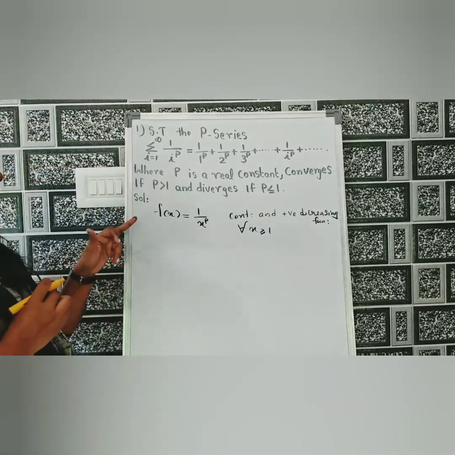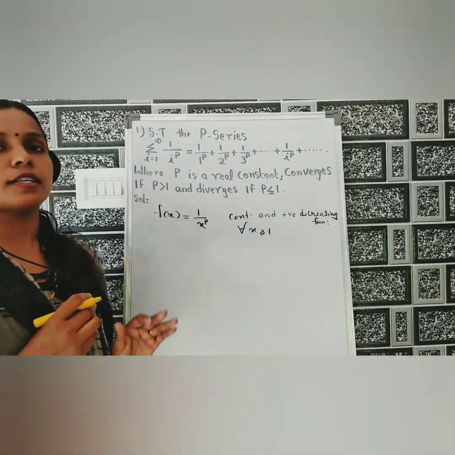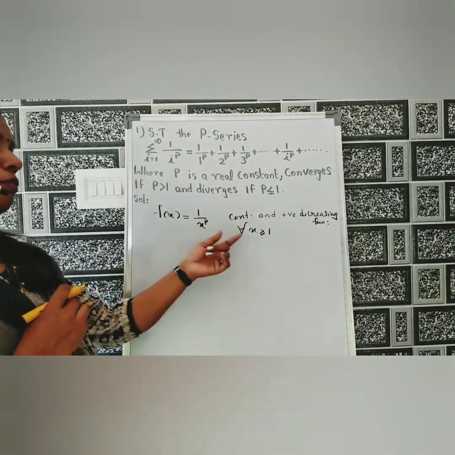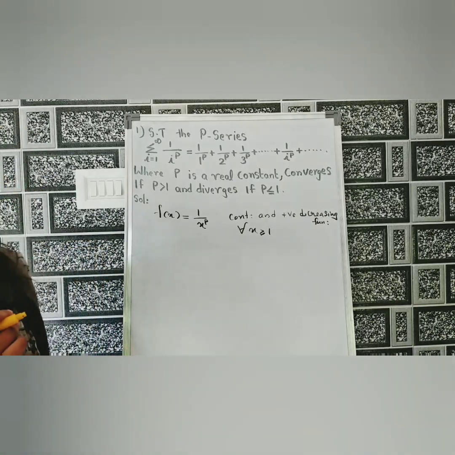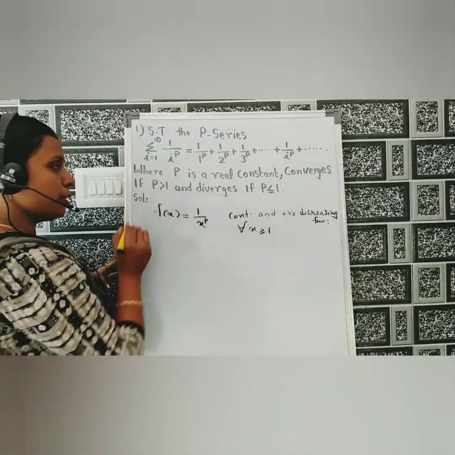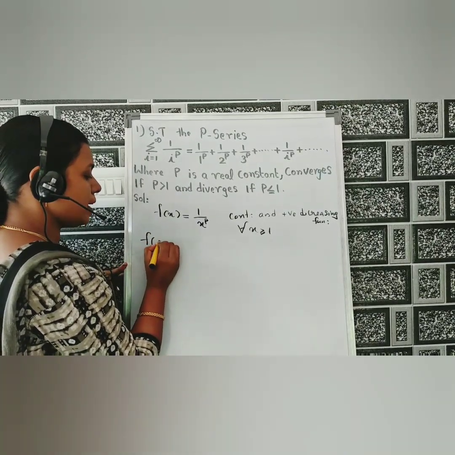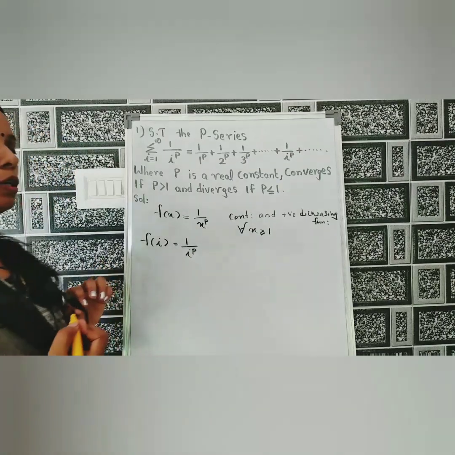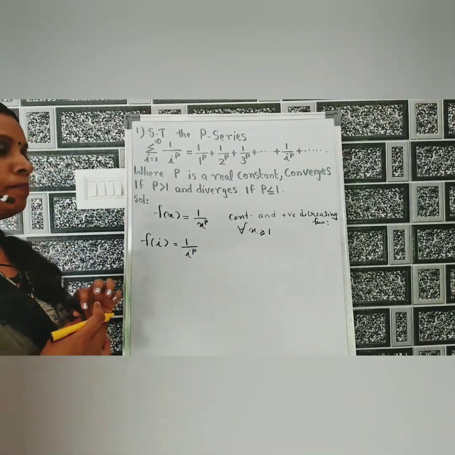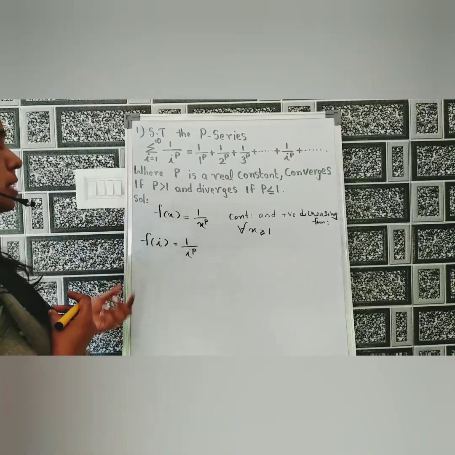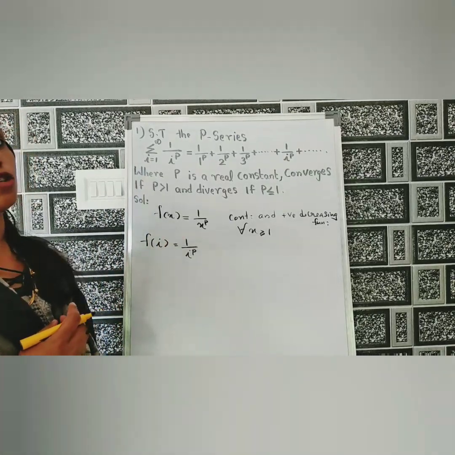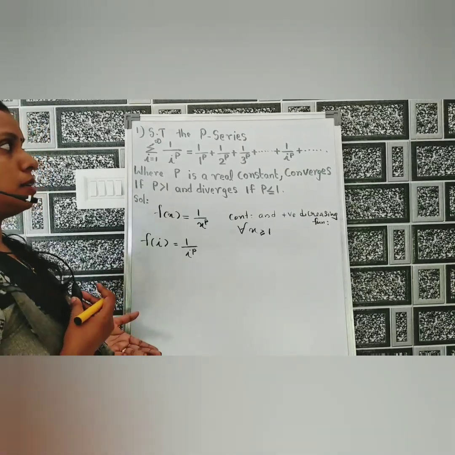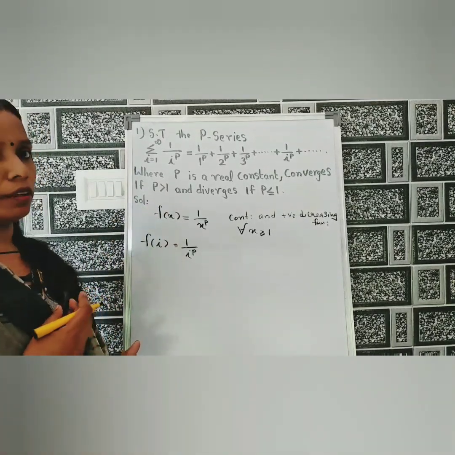Once more, f of x is equal to 1 by x raised to P. This function is continuous and positive decreasing function for every x greater than or equal to 1. And the ith term of the given series is f of i equal to 1 by i raised to P. Clear? So here we are using the integral test for testing the convergence of the given series.